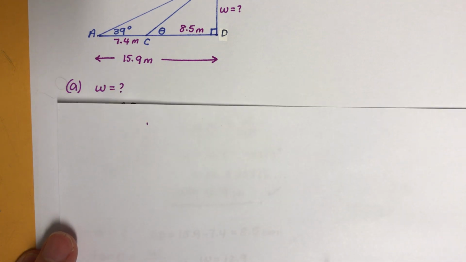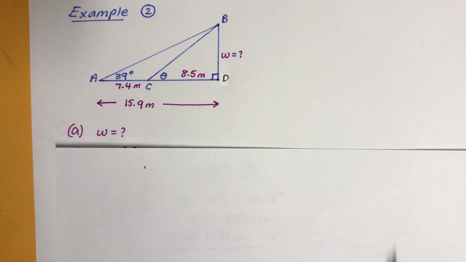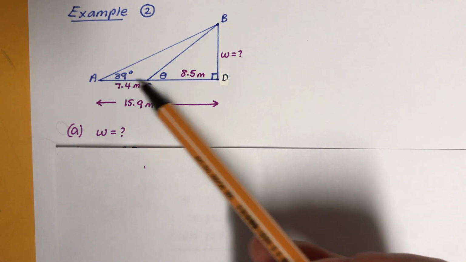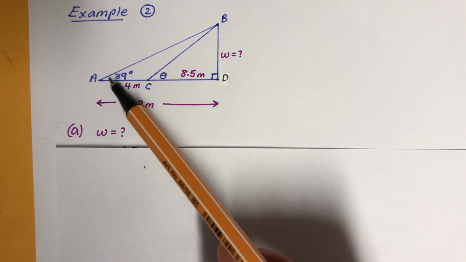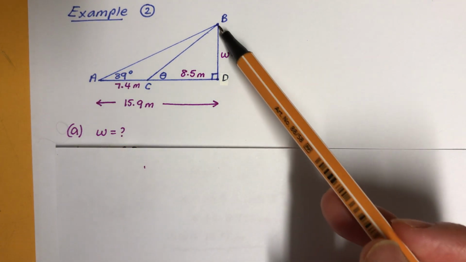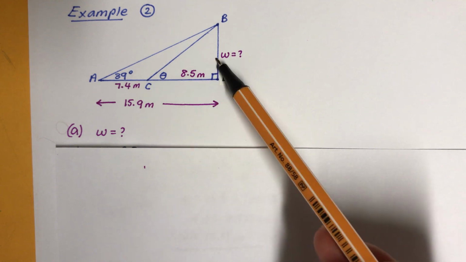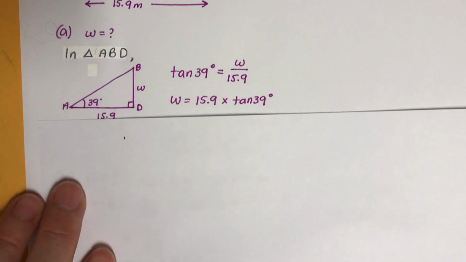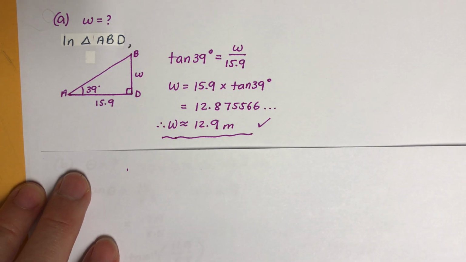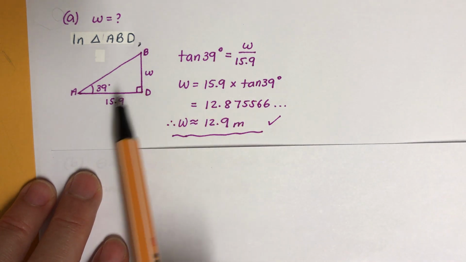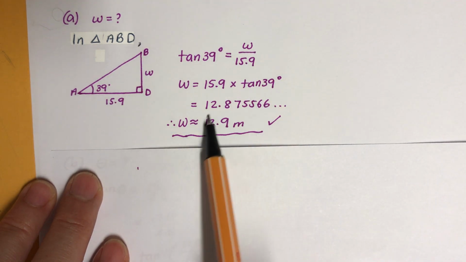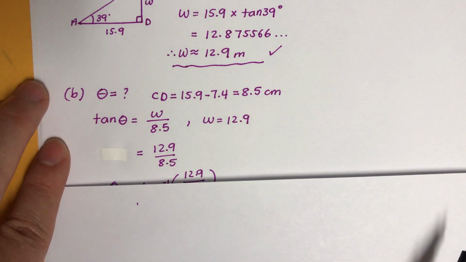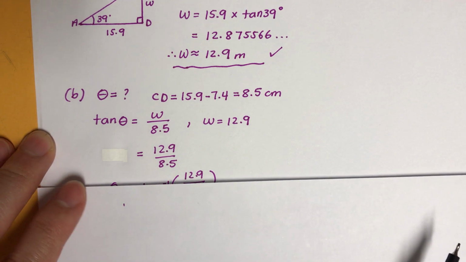I've just put that in because I know we need to use it for part B. But anyway, we have to find the width, W. So I can use this whole triangle here. This whole triangle has the angle 39 and that's 15.9. That's the question mark we need to find. That's opposite, adjacent. Opposite and adjacent is tan, isn't it? So I'll sketch this again. I'll get tan 39 degrees equals opposite over adjacent, and I'll get 12.9.